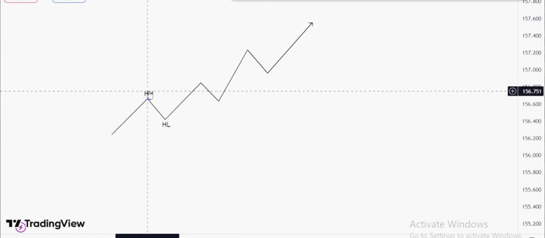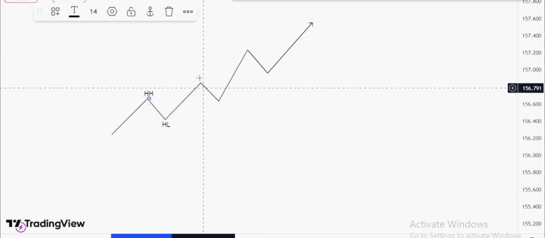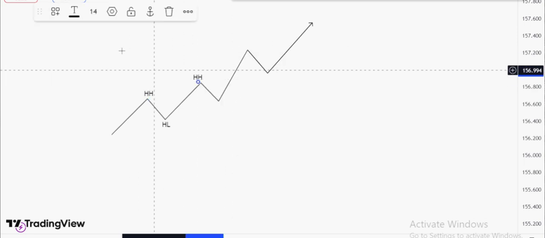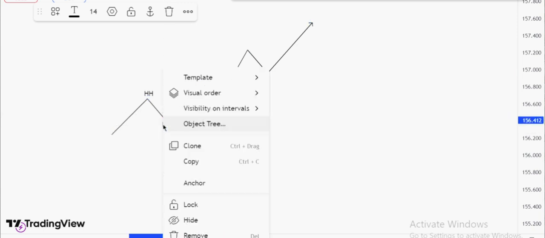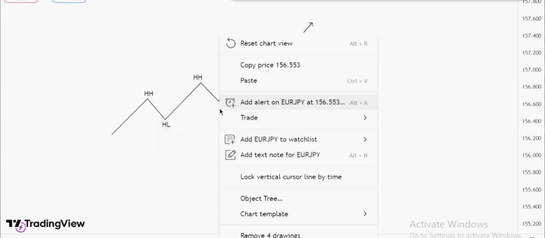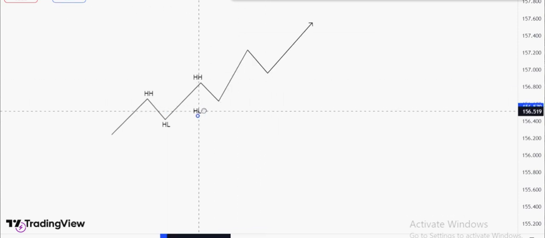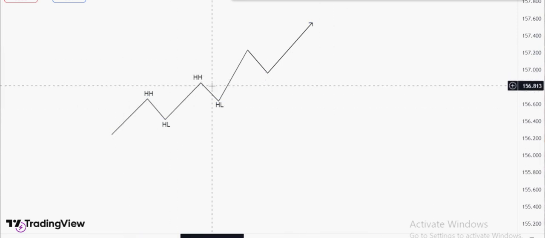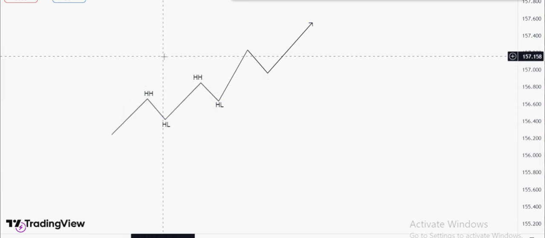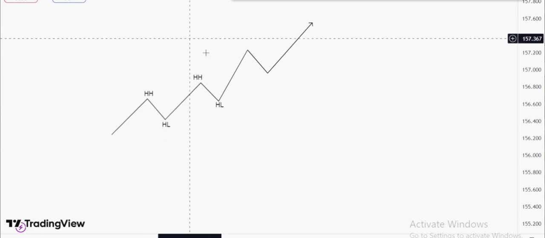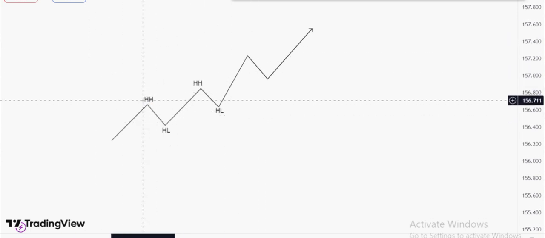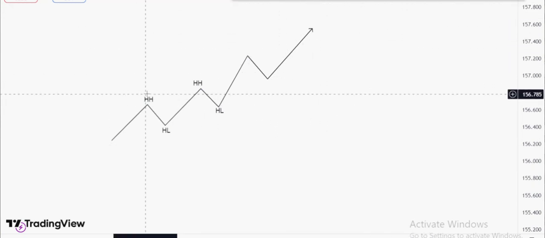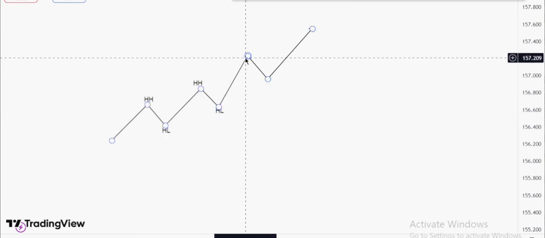Let's copy this. Higher highs, more higher highs, and more higher lows continuously. So this is what technicals define as a bullish trend, when markets are creating higher highs and higher lows continuously. That is what a bullish trend is. You have this push, you have the pullback, you have the push, you have the pullback, you have the push, you have the pullback, you have the push.